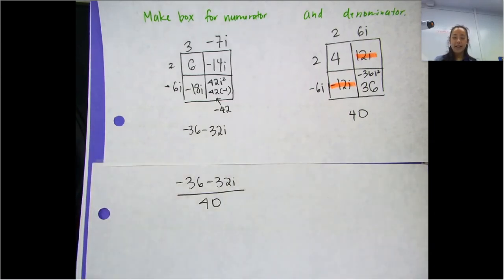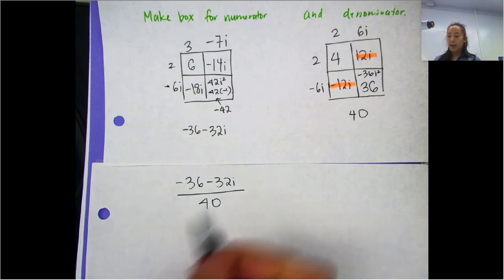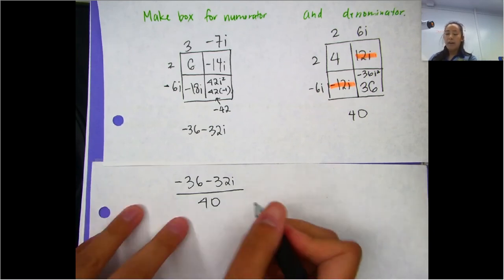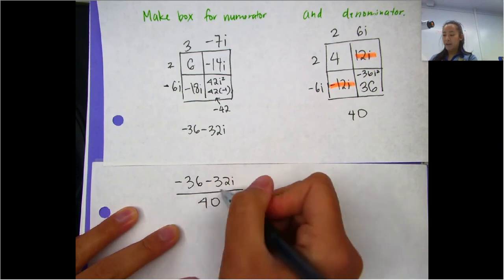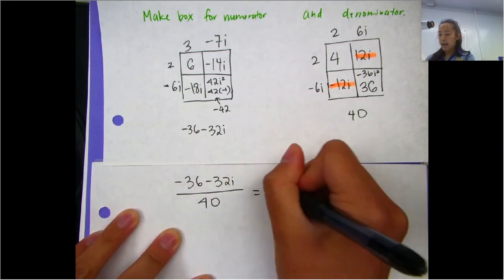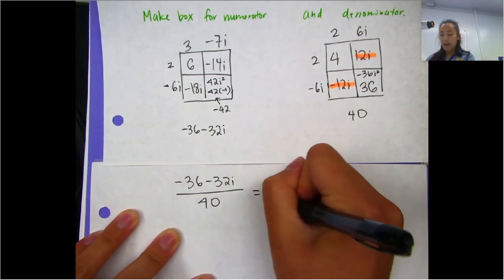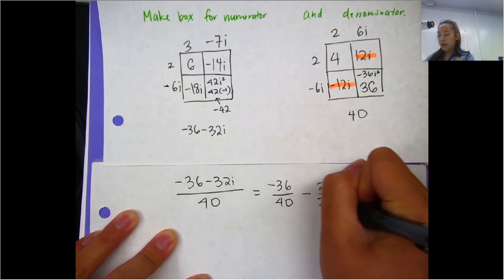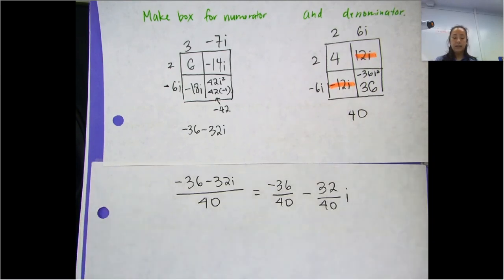And what you'll notice here is that this can be simplified. So the 36 over 40 and 32 over 40 can be simplified. And so you're going to have to simplify that. If it could not be simplified, you can actually leave it like this. But because there can be simplifications, what you have to do is split the denominator. So this is equivalent to negative 36 over 40 minus 32 over 40i. And so we'll go ahead and simplify that.